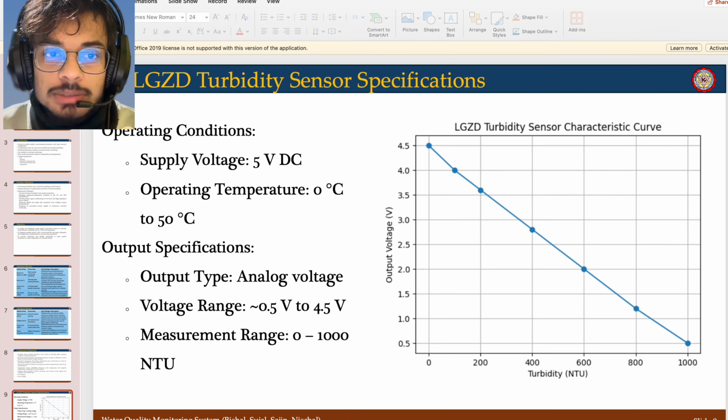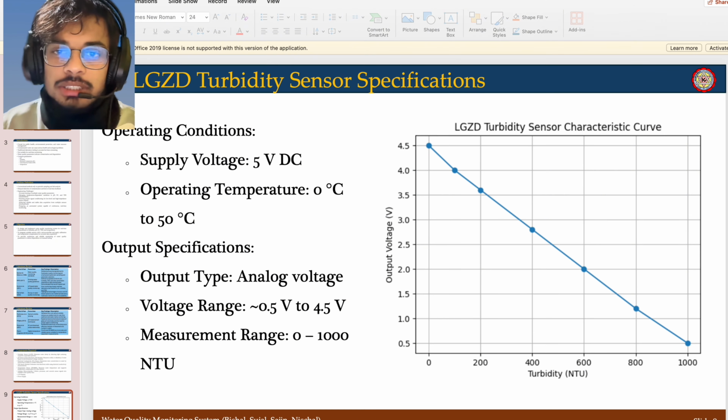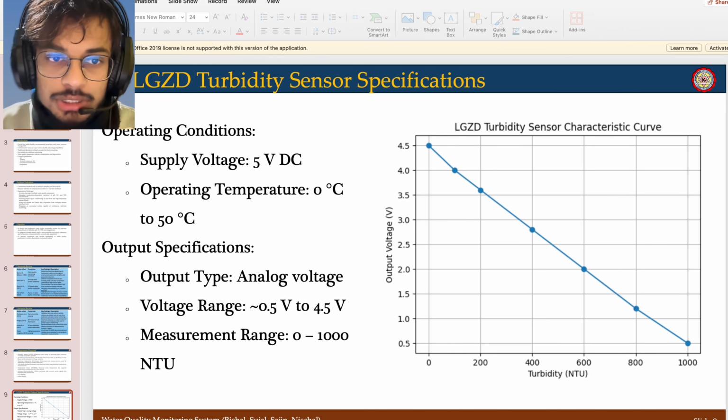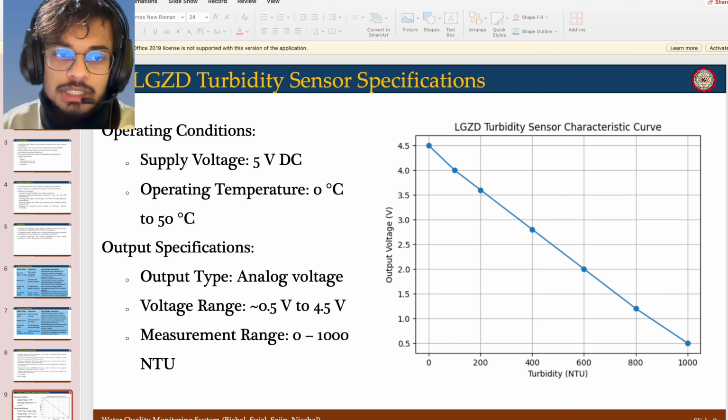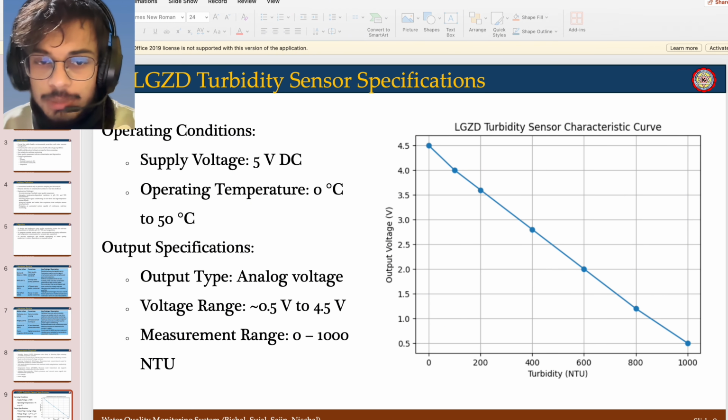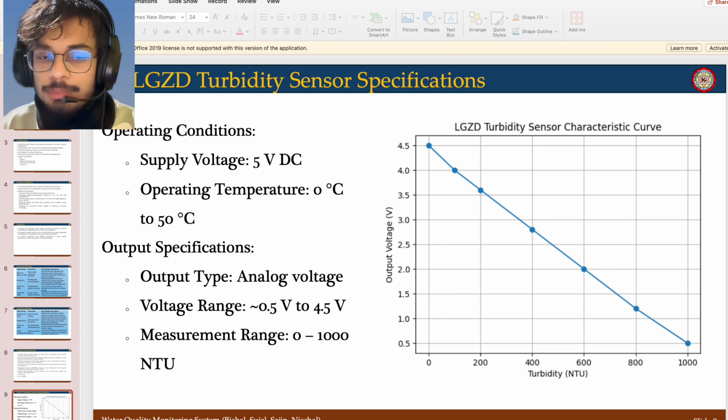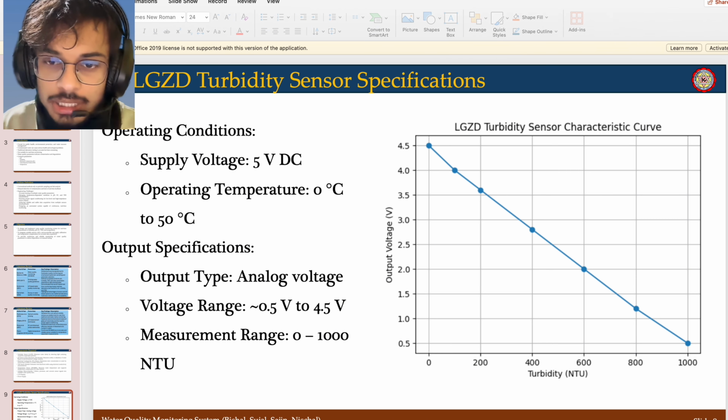This is the LGZD turbidity sensor. It measures the turbidity. Its supply voltage is 5 volt DC. Operating temperature is 0 degree Celsius to 50 degree Celsius. Output type is analog, and the voltage range is 0.5 volt to 4.5 volt. The measurement range is 0 to 1000 NTU.